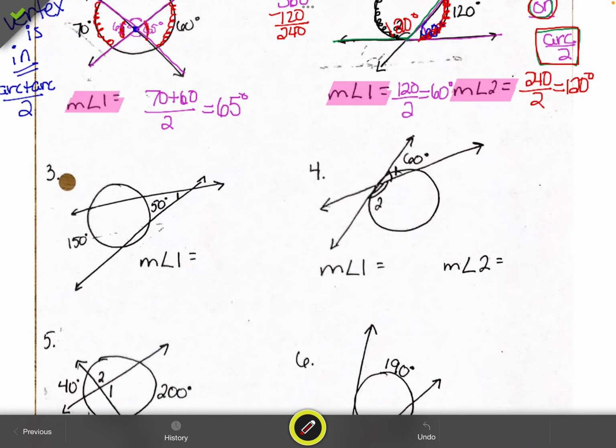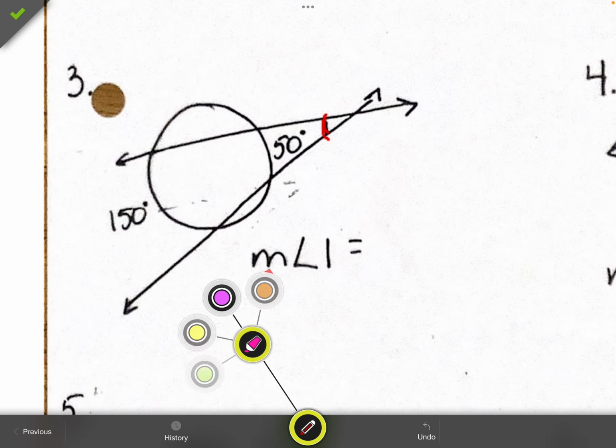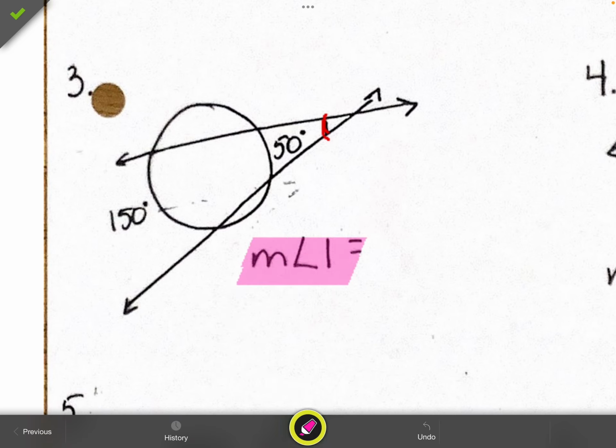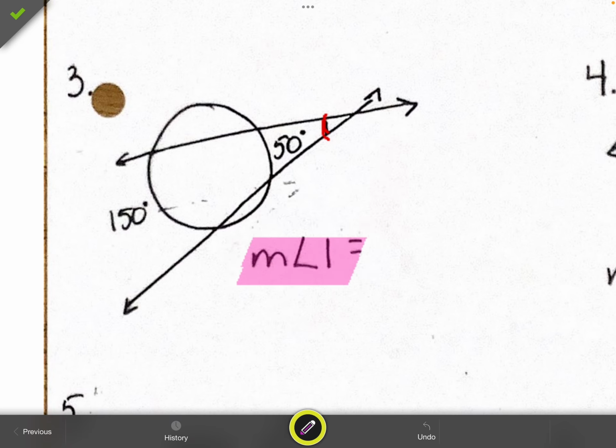All right, so let's look at number 3. So again, first thing I do is figure out the angle I'm looking for. Angle 1 is right here. Okay, they want the measure of angle 1. That's what it says. So I'm going to mark it, and then I'm going to trace it so I can see exactly what I'm working with. So there's my angle. So now I have to decide, where is my vertex? My vertex is this point right here.